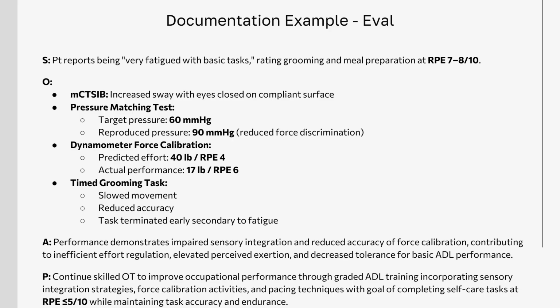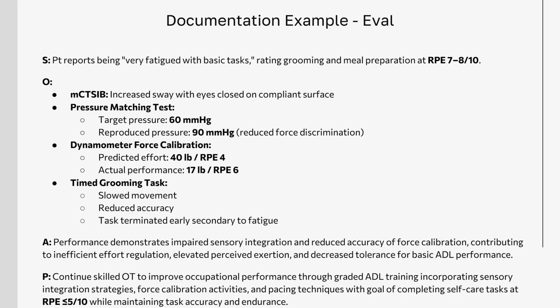So it's going to increase sway with eyes closed on compliant surface. Pressure matching, we have the target pressure of 60 millimeters of mercury and the reproduced pressure of 90. So there's reduced force discrimination. If the number is way over, or under, their ability to discriminate is impaired. We're looking for it to be closer.